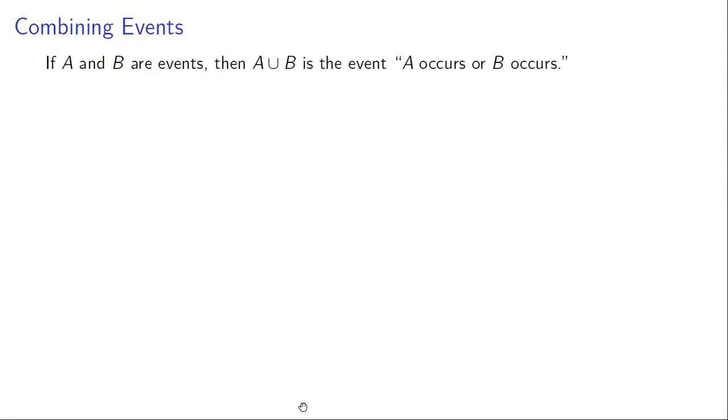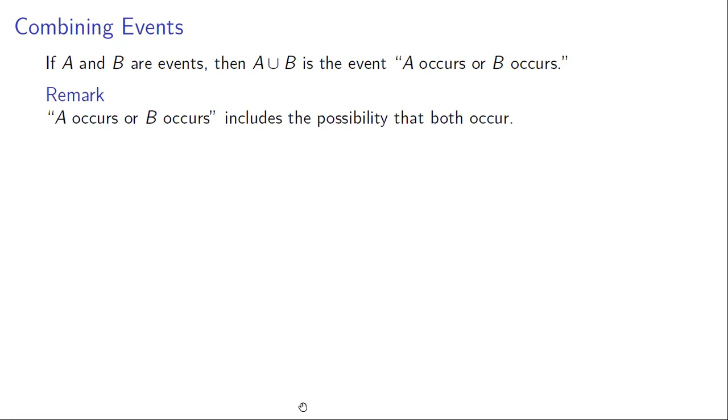Now that we've talked about finding the probability of an event, we now go on to discussing combining events. So the first one we're going to talk about is this. If A and B are events, then A union B is a new event. It's the event where A occurs or B occurs.